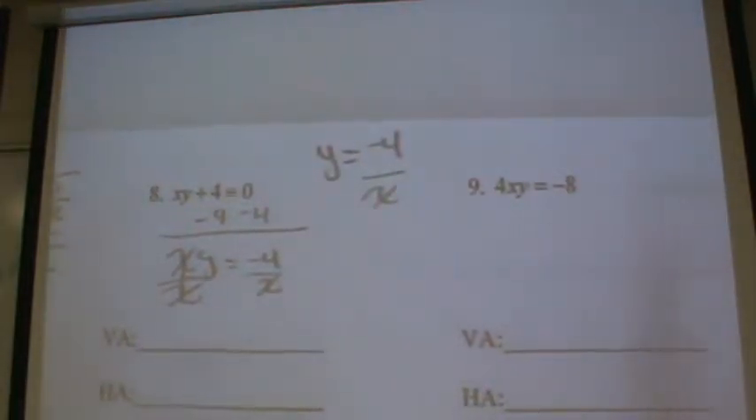For the next one, you're going to subtract 4. xy equals -4, and divide by your x. y equals -4 over x. Good. This one's a negative, so just like all the other ones where the numerator is a negative, it's in a flip quadrant. Instead of being 1 and 3, it's going to be 2 and 4. And then it's going to be stretched by 4.